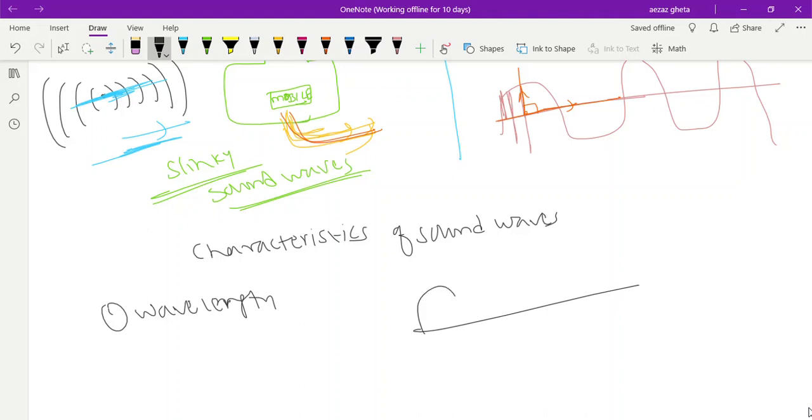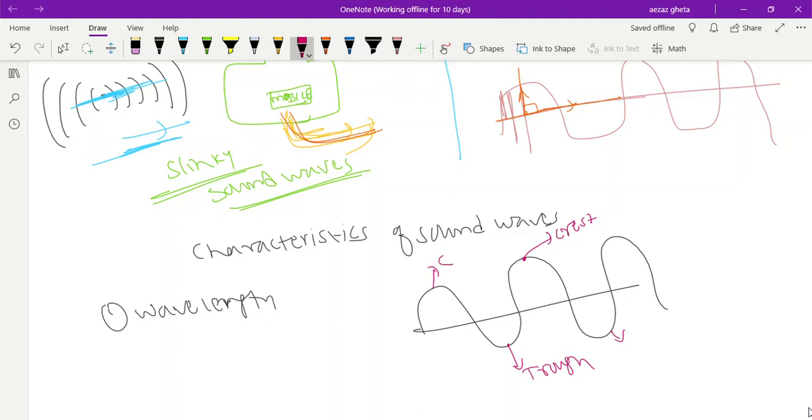So this is, for example, a wave. In this you are going to get two things. One is called the crest: a peak point is called a crest, and the lowest point is called a trough. So this is the crest and this is the trough. The distance between two consecutive crests or two consecutive troughs is called the wavelength.